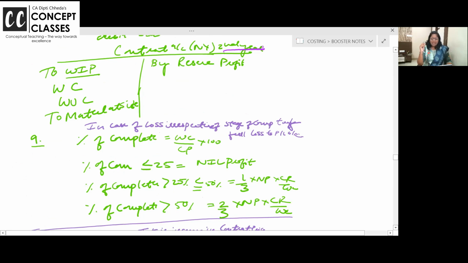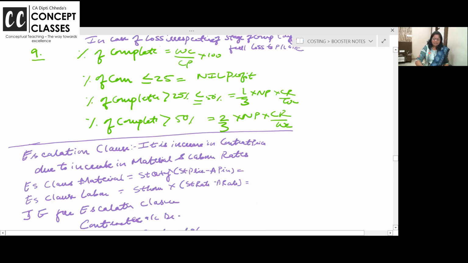Yeah. And now in case of loss though, irrespective of the stage of completion, whole loss is transferred to P&L account. And up to 25% of stage of completion, nothing is transferred. If 25% to 50%, then 1/3 of notional profit into the cash received as decided. And above 50%, 2/3, and after 90% it is fine.